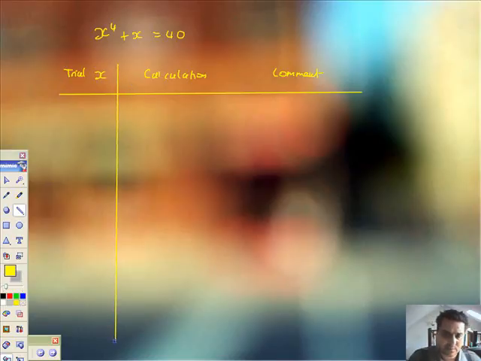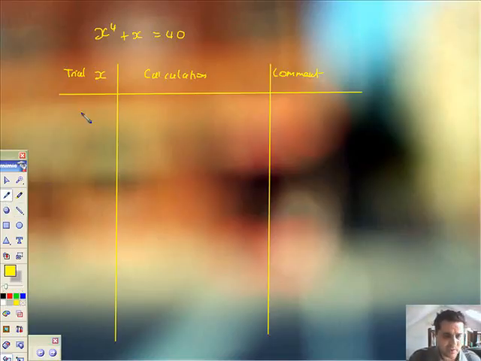Let's just write down x here. Let's just do the calculation. So let's call it trial x, the calculation. And we'll have a comment as well over here. Just make it look pretty-ish. So we'll have that in case I need lots of space to calculate.